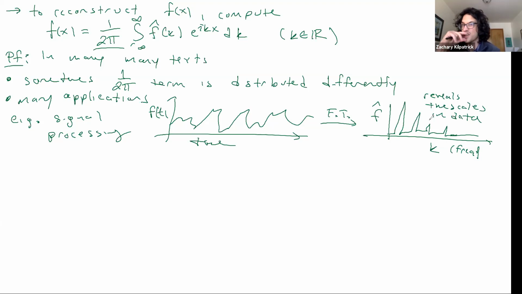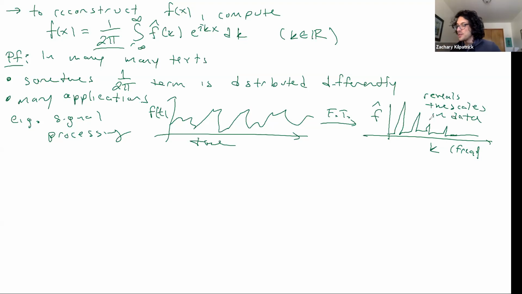PDEs. Are there questions so far? I have a question. Yes. So I think this example you've written here, it kind of sounds like that's a discrete Fourier transform. I assume you would have a finite number of data points of the signal. What's the relationship between the Fourier transform and the discrete Fourier transform?